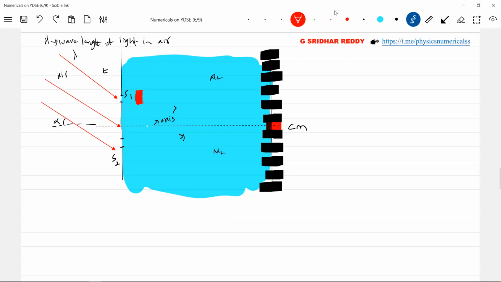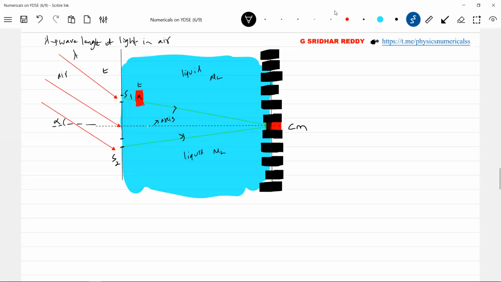Straight away, let me ask that conditional question. This is the slab that is brought, and I want central maxima at the axis, and there's a liquid filled up. Please do think on this one. Let mu be the refractive index of slab, mu L is the liquid. So here, let me write the condition. Where do I want central maxima?